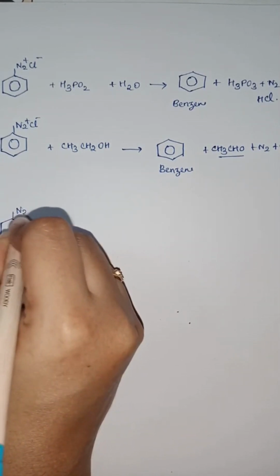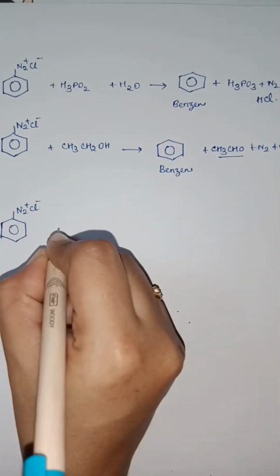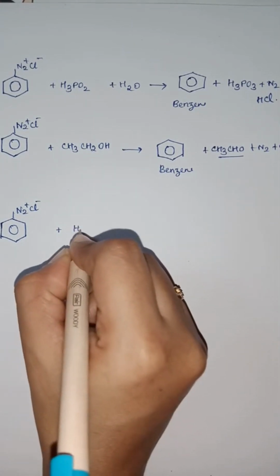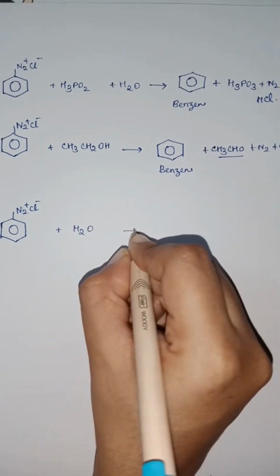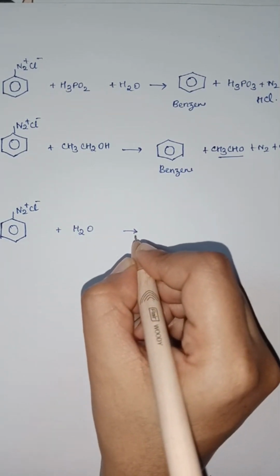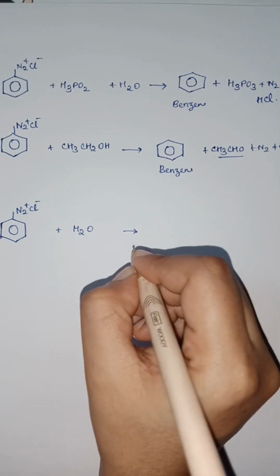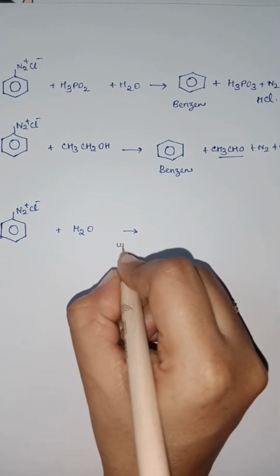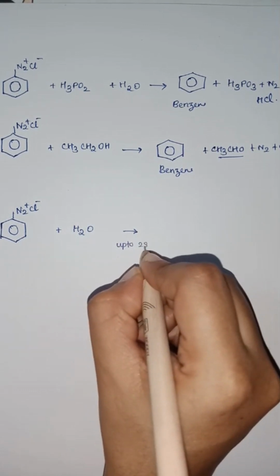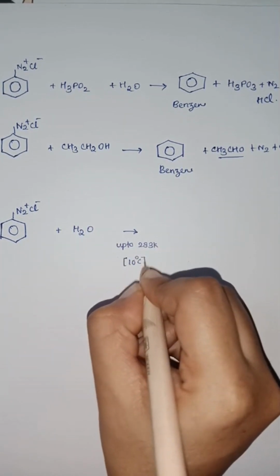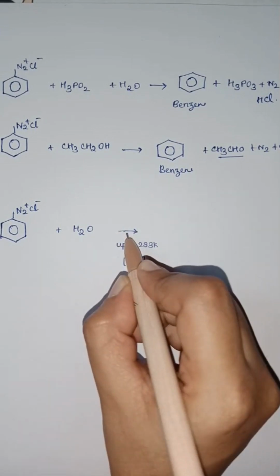We can displace the diazonium group with the hydroxyl group. For that, we have to treat it with just water. Under cold condition, it will not react with water. But if we are increasing the temperature up to 283 Kelvin, which means around 10 degrees Celsius itself, which means we are just raising the temperature.